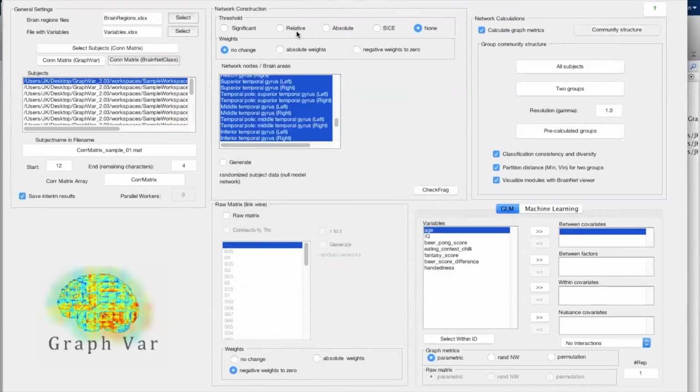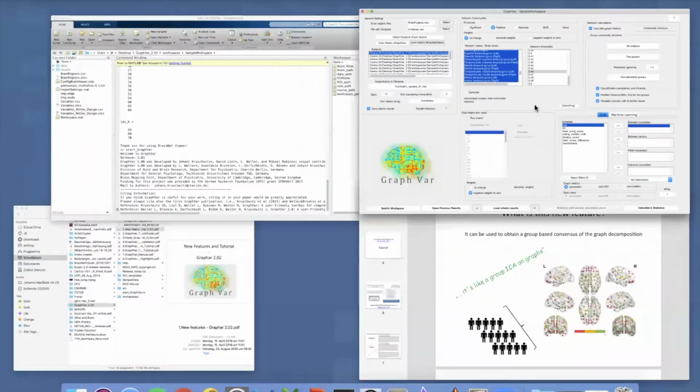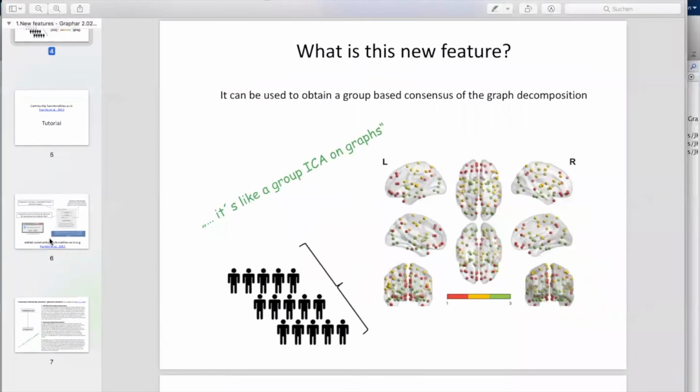But for our example, I'll put on the relative thresholding now with a sparsity of 0.46. Okay, but before I hit the two groups button here to start the analysis, there is something that is called the resolution parameter, the gamma. And I just show you this in my presentation again.